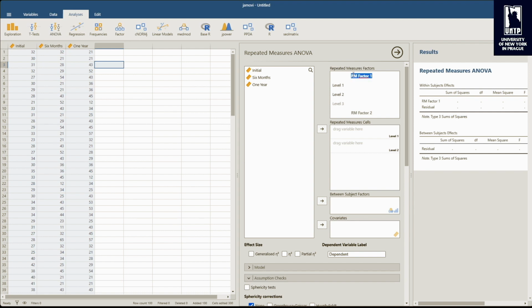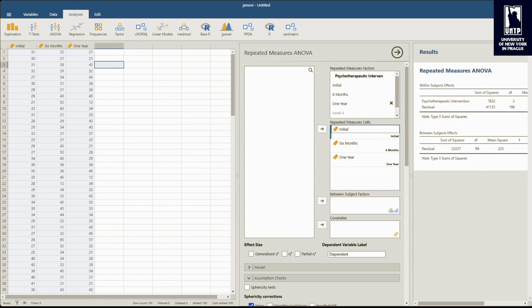So here we have these repeated measure factors, which is mostly aesthetic. You can leave it as level 1, level 2, level 3, level 100, and repeated measure factor 1, or you can just call it different ways. So for instance, we call this psychotherapeutic intervention. We call this initial. We call this 6 months, and we call it 1 year. Now, you can just simply drag, or you can use the arrows here.